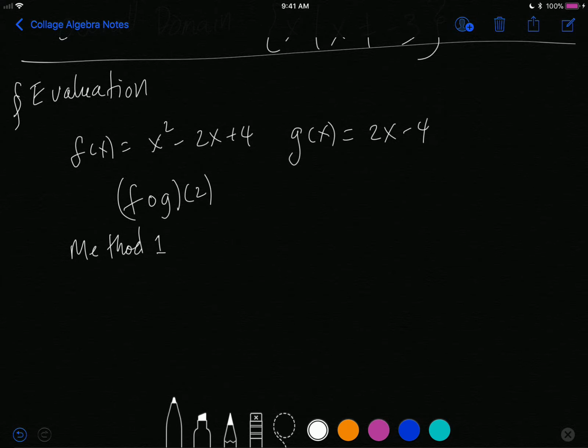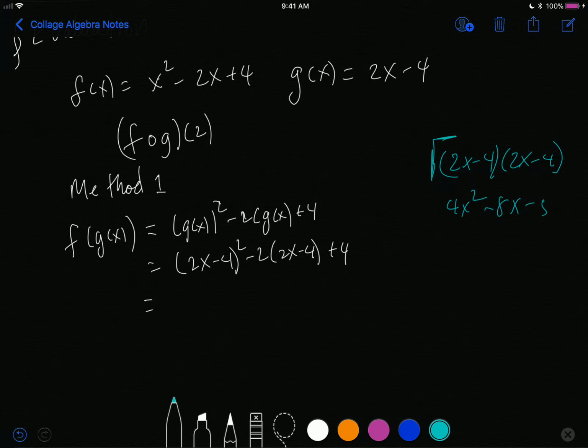So off to the working column we go. 2x minus 4 times 2x minus 4. I am foiling to my little heart's content. 4x squared minus 8x minus 8x plus 16. I'm out of space. That's a 16 right here. And so that right here is 4x squared minus 16x plus 16 minus 4x plus 8 plus 4.